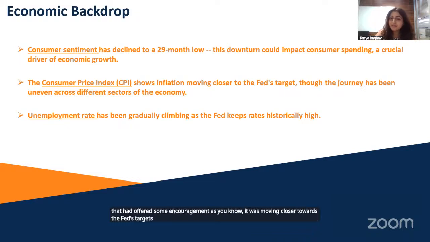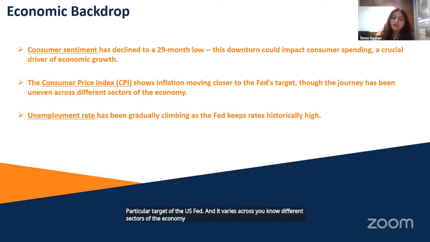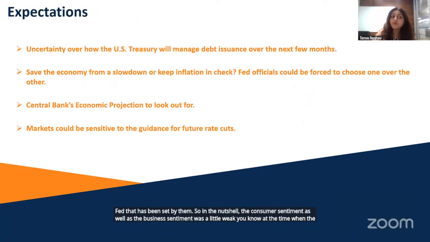However, it's a little uneven. Food inflation is not near the US Fed's target, and it varies across different sectors of the economy. The unemployment rate had gradually started climbing up, however it also still remains in the range-bound levels set by the US Fed. So, in a nutshell, consumer sentiment as well as business sentiment was a little weak at the time when the US Fed was about to take the decision.